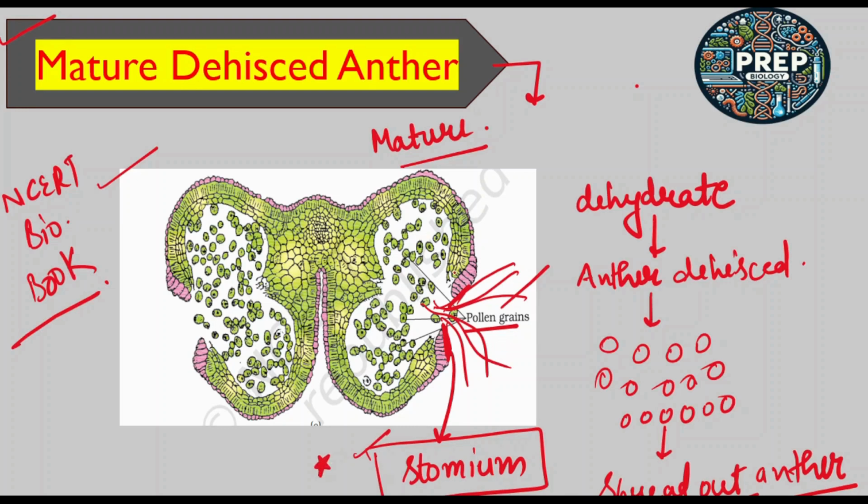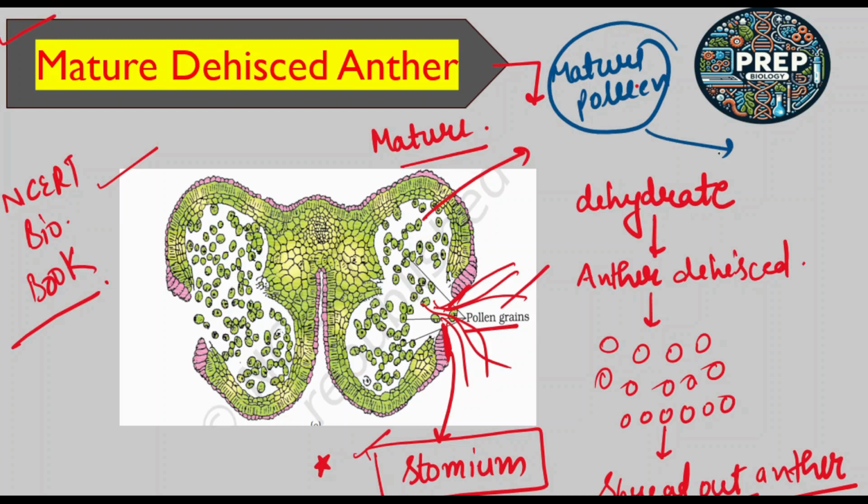Okay, now in the next lecture we will study about the structure of the pollen grain, structure of the mature pollen and their functions. So I hope this lecture is beneficial to you all. This process of microsporogenesis is very important from your exam point of view. So make sure that this topic is clear to you all.